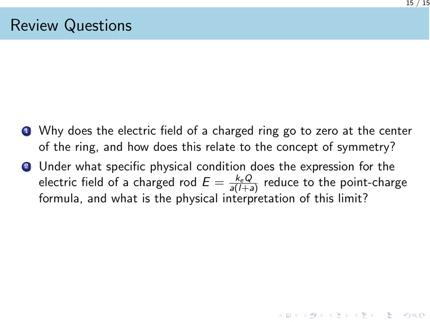Before we conclude this topic, please consider these review questions to test your conceptual understanding. First, think carefully about why the calculated electric field of a uniformly charged ring drops completely to zero exactly at the center of the ring, and how this phenomenon directly relates to the concept of vector symmetry. Second, under what specific mathematical condition does the exact expression for the electric field of a charged rod reduce to the simple point charge formula, and what is the physical interpretation of taking that specific limit? Reviewing these specific scenarios will greatly strengthen your problem-solving intuition.